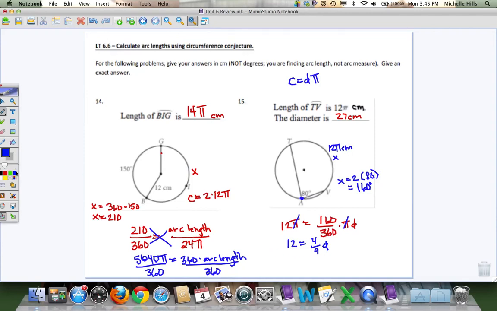Multiply both sides by 9/4 to solve for D, and I still would have ended up with 27 centimeters for my diameter. Some people are finding the proportion way of doing it a little bit faster and easier though.